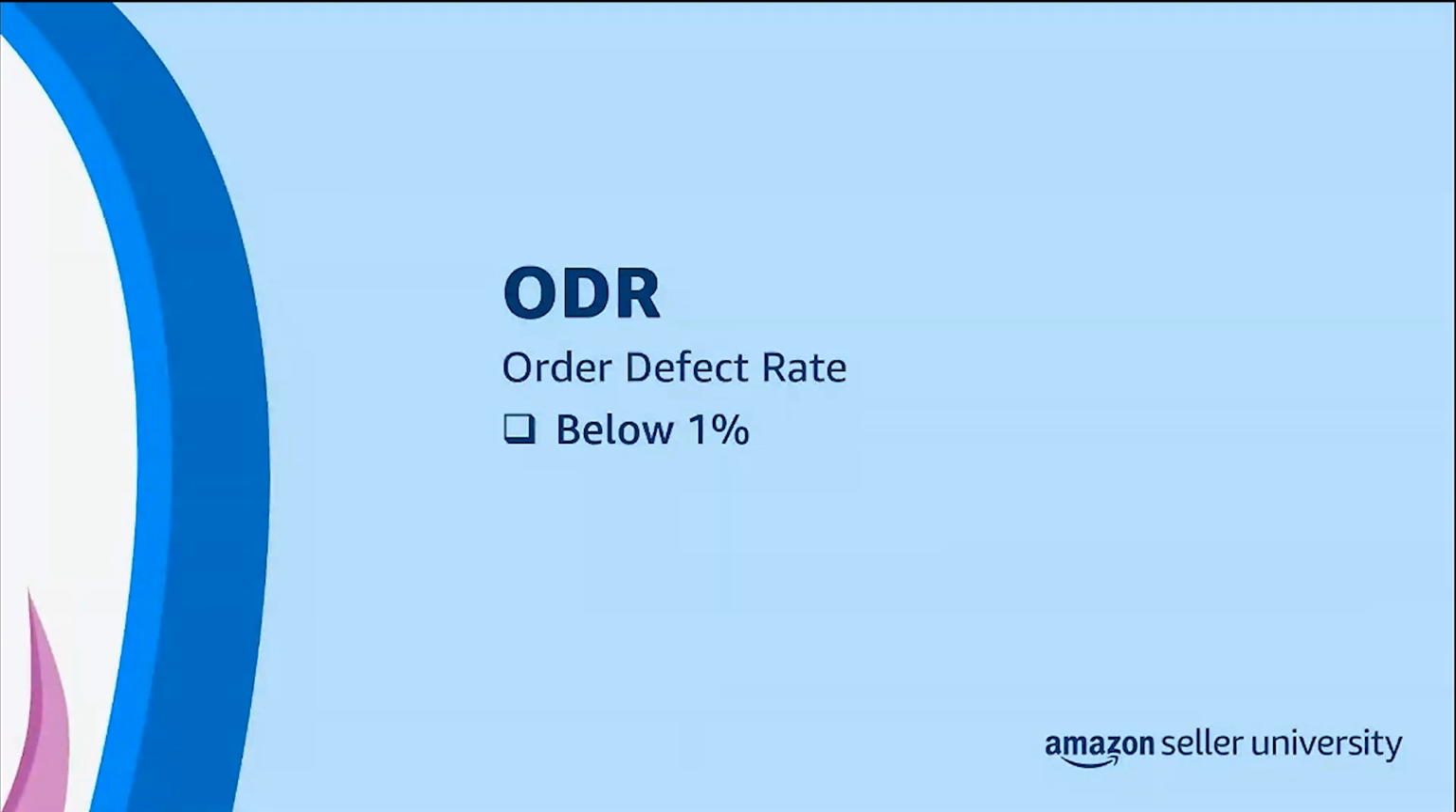You should also watch your customer service performance. Your order defect rate, or ODR, tracks orders that result in negative feedback, A to Z guarantee claims, or credit chargebacks. Keep your ODR below 1% and be sure to monitor all of your performance metrics to help avoid account issues.